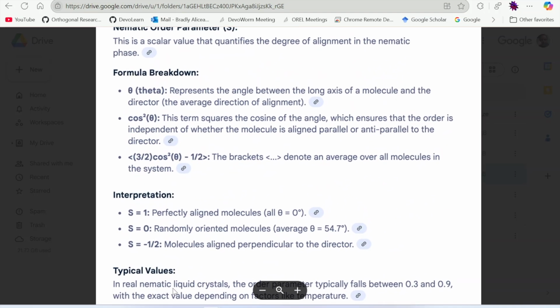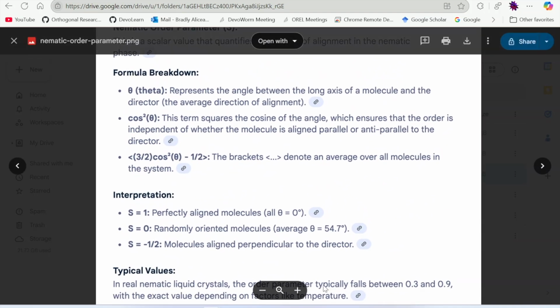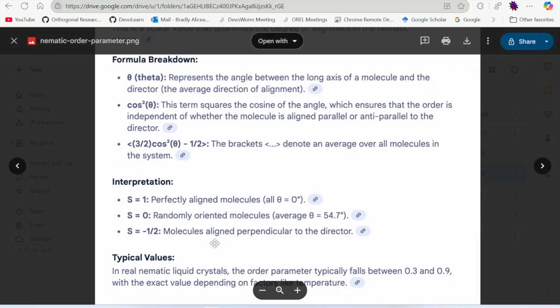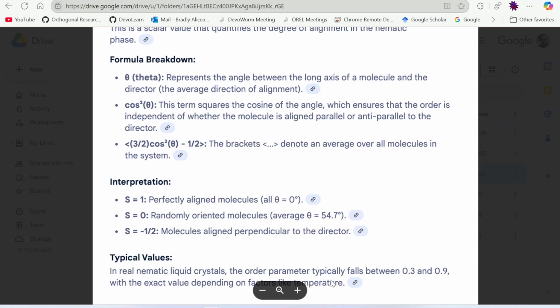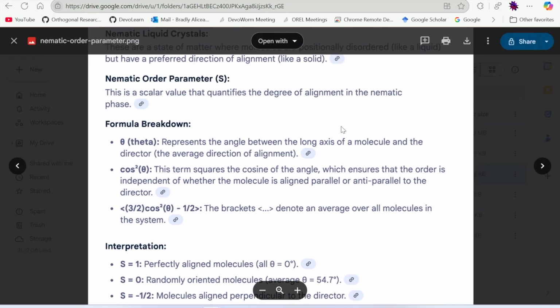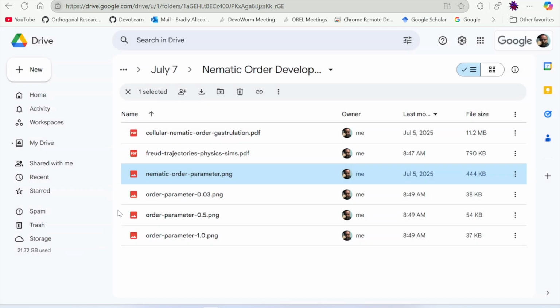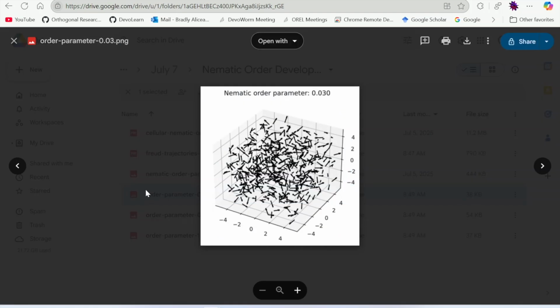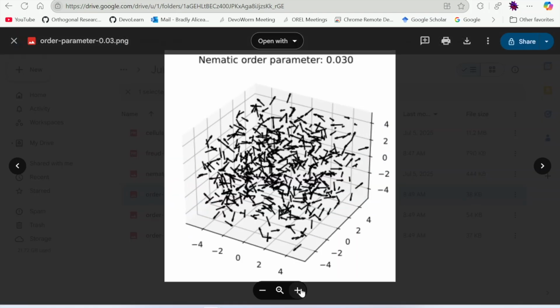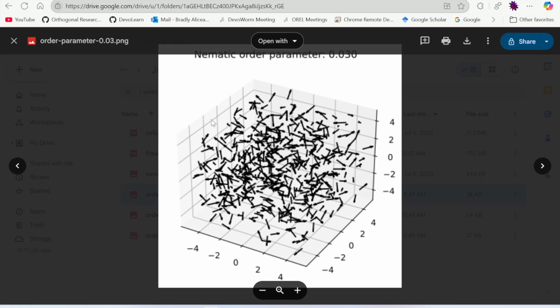And so they say in real nematic liquid crystals, the order parameter typically falls between 0.3 and 0.9, with the exact value depending on factors like temperature. So these are in physical systems. Now in biological systems, they don't know if temperature plays a role here, but this is something that we're going to talk about in the paper. So this is where you have a nematic order parameter of 0.03.